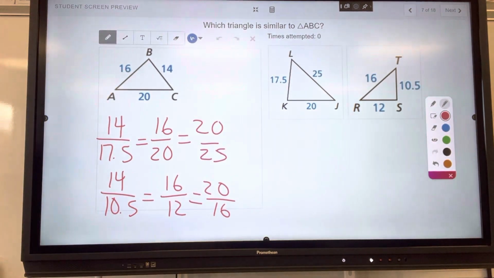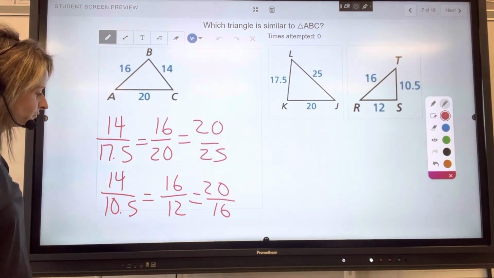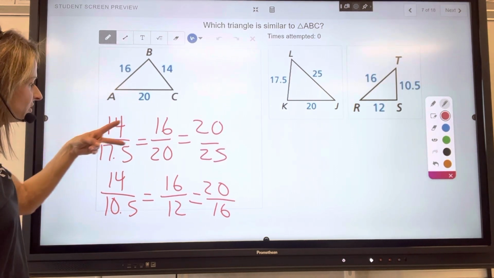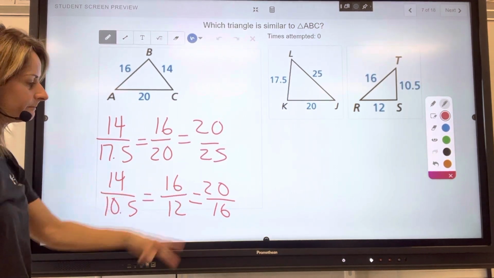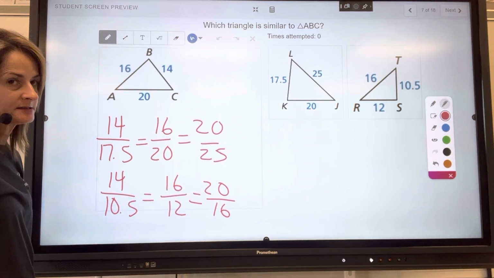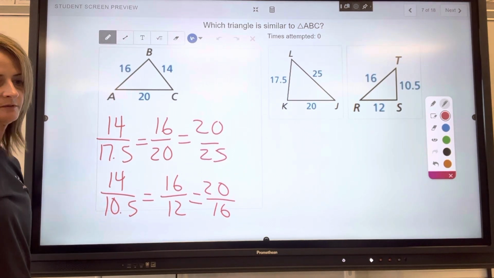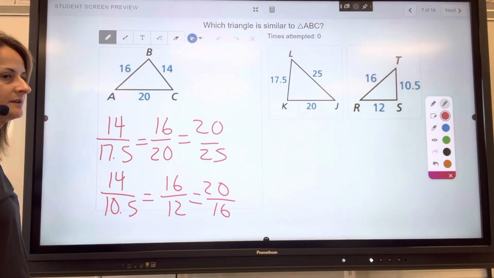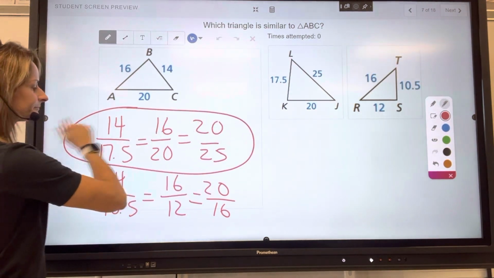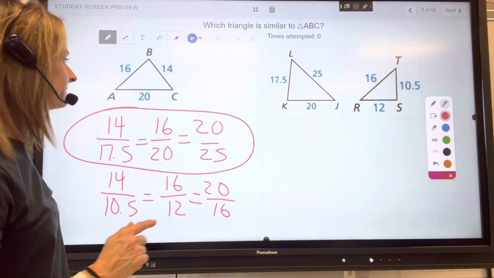Good? Now, take out the calculator. Check them. Which one's true? Which one are these ratios the same, or are these ratios the same? 20 divided by 16, is that the same as 16 divided by 12? Is that the same as 14 divided by 10.5? What do you think, Sophia? This one. Did anyone else get that on the calculator? Okay.